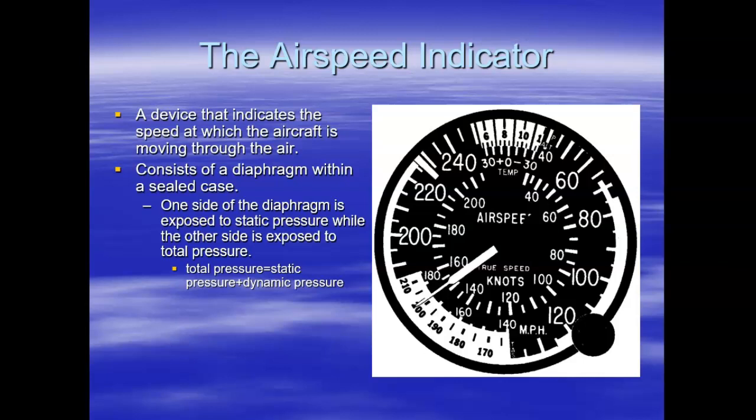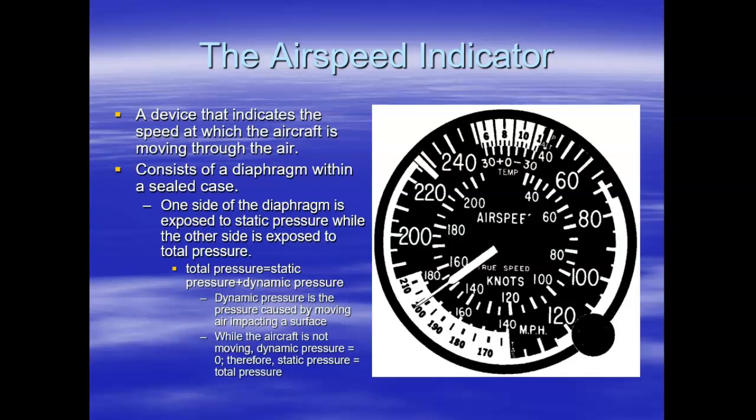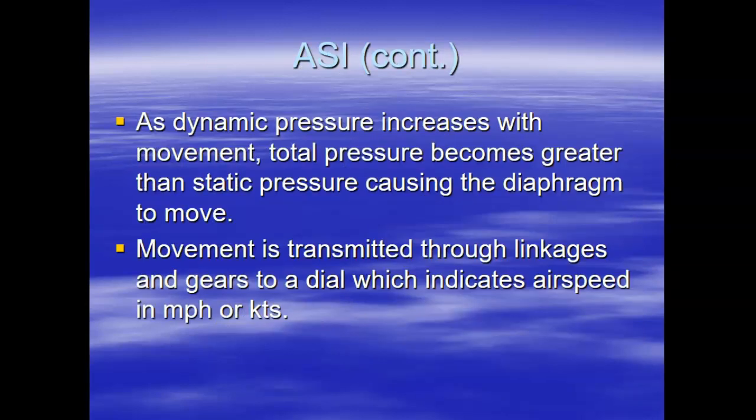Static pressure is pressure of still air, and dynamic pressure is the pressure of moving air. Dynamic pressure is the pressure caused by the aircraft moving through the air and impacting a surface. And while the aircraft is not moving, dynamic pressure equals 0. Therefore, static pressure equals total pressure. Dynamic pressure increases with the movement of the aircraft through the air. Total pressure becomes greater than static pressure, causing that diaphragm to move. And that movement is transmitted through the linkages and gears in the instrument to indicate an airspeed.